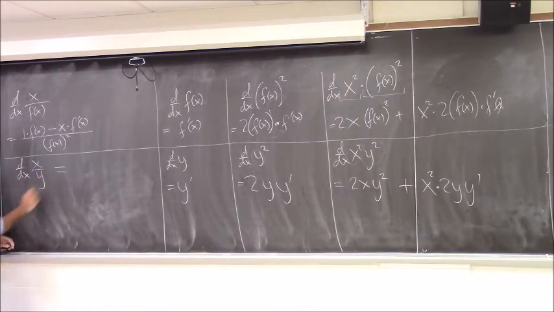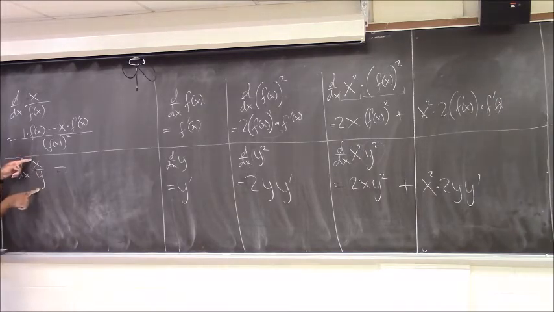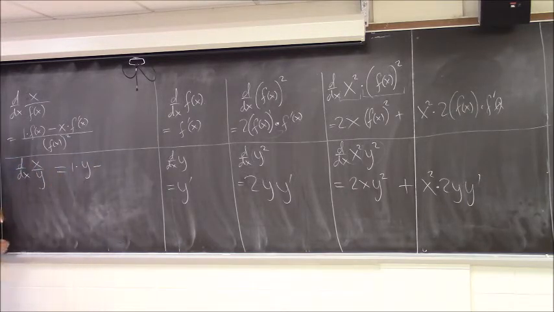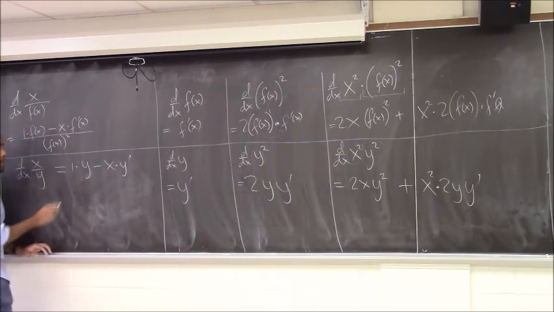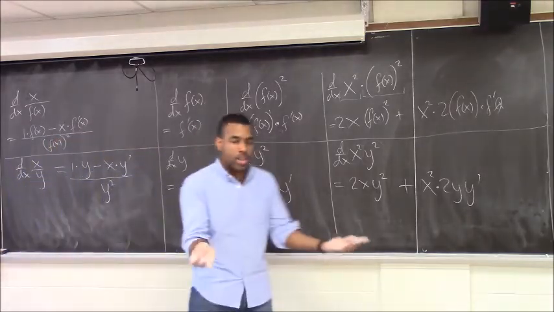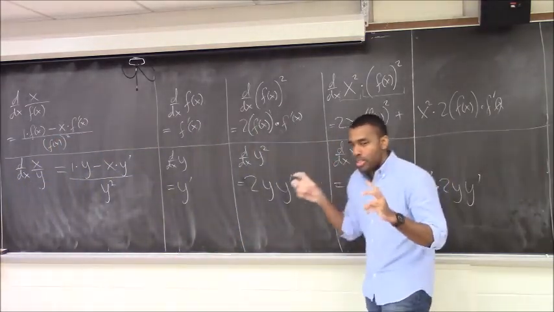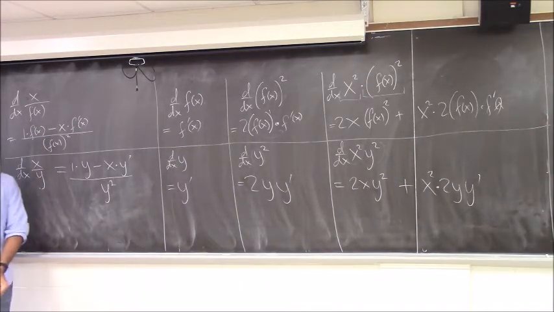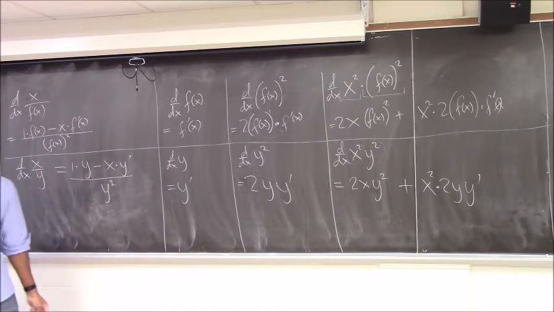What about this one? Times y. Same thing. It's a division of functions. So it is the bottom times the derivative of the top, minus the top times the derivative of the bottom, over the bottom squared. That would be the expression. So we're applying the same rules. The difference is there's this y that we're carrying around. That's really some function on the inside. And so we have to apply the chain rule every time we're differentiating that term. That's kind of implicit differentiation in a nutshell.